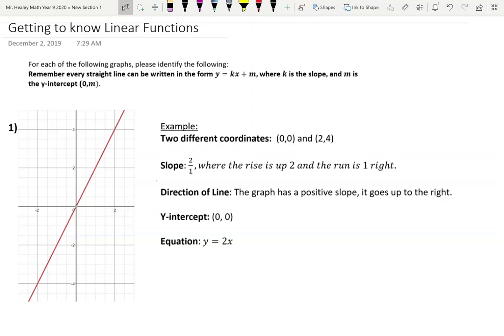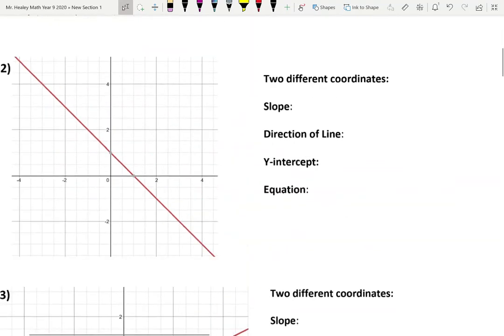This example is done for us. We need to find two coordinates on the line, the slope of the line, the direction of the line, the y-intercept, and finally put it all together. So let's move on to the next example.